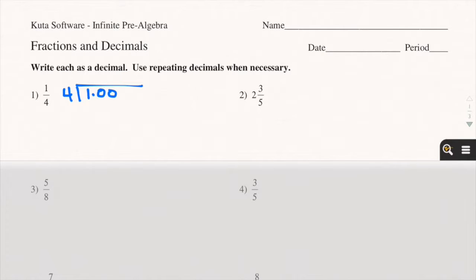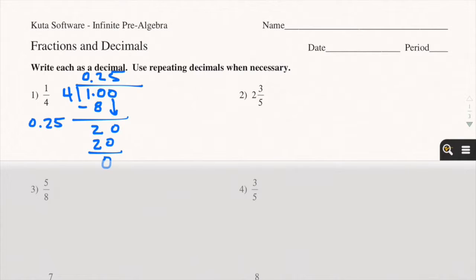4 goes into 1 0 times. Bring that decimal up. 4 goes into 10 2 times. 2 times 4 is 8. 10 minus 8 is 2. Bring down that 0. 4 goes into 20 5 times. 5 times 4 is 20. We end up getting 0. So 1/4 is equal to 0.25.